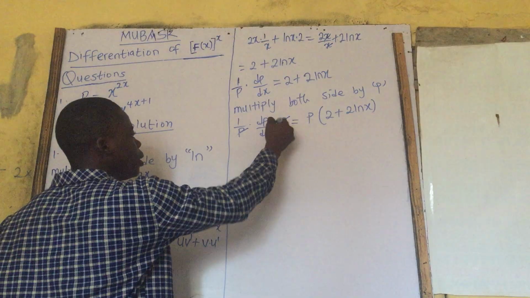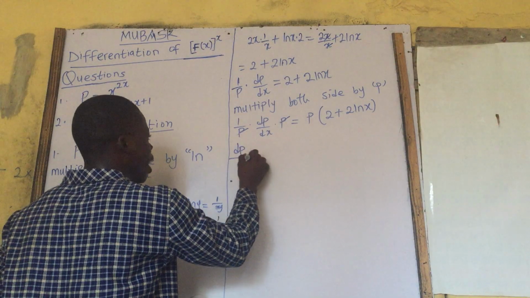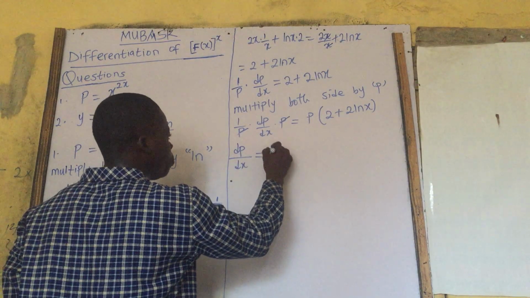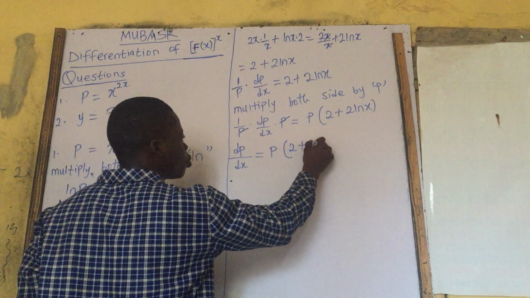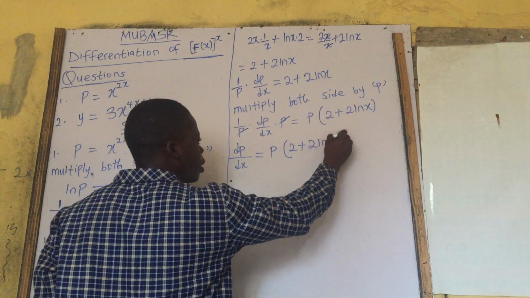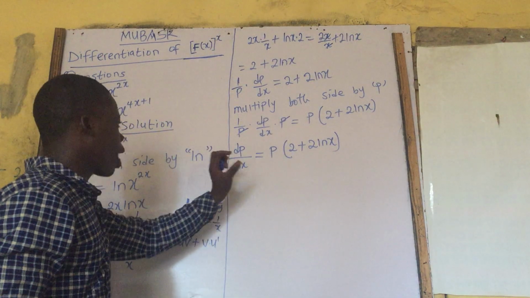Now p cancels p, what remains? The p divided by the x equals what? p open bracket 2 plus 2 multiplied by natural logarithm x close bracket. Now we have obtained the dp over dx.